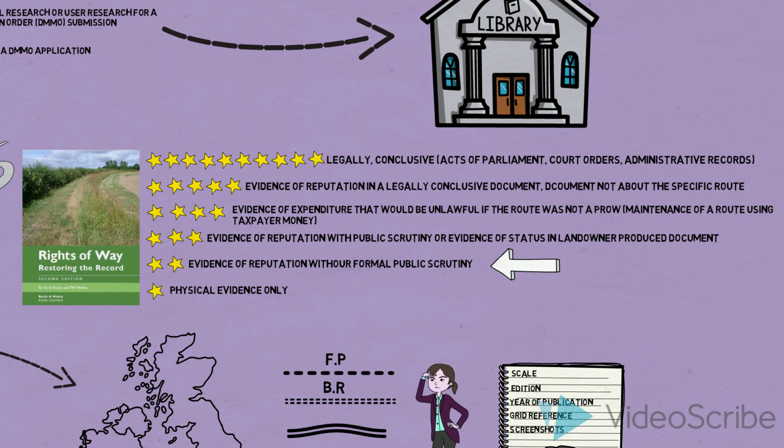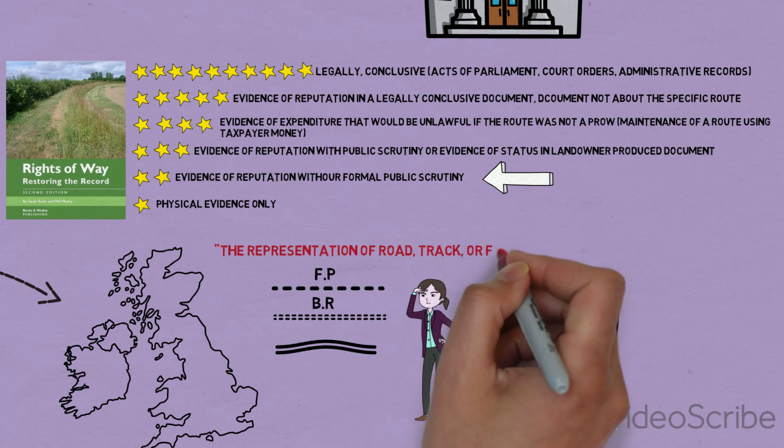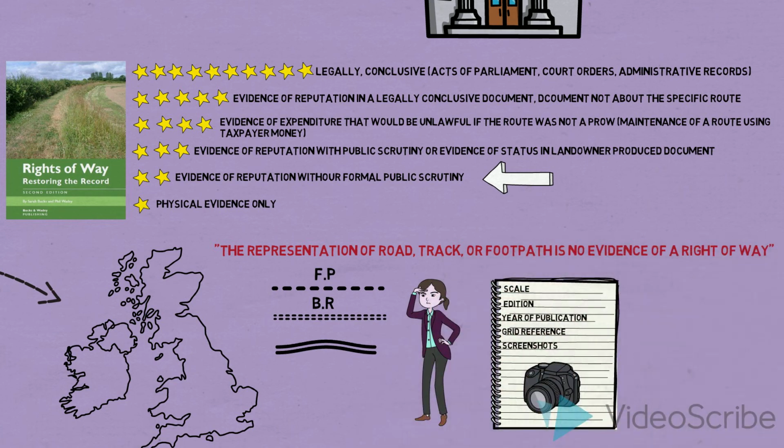But why? If my route is clearly marked on an old OS map, then why isn't that proof of a public right-of-way? Why should I need more evidence? The answer can be found on the disclaimer of nearly all OS maps. The representation of a road, track or footpath is no evidence of a right-of-way. Ordnance Survey maps and other maps don't confirm a public right-of-way is a legal route, they only show it. Only the definitive map and statement can say whether or not a public right-of-way is legally registered.